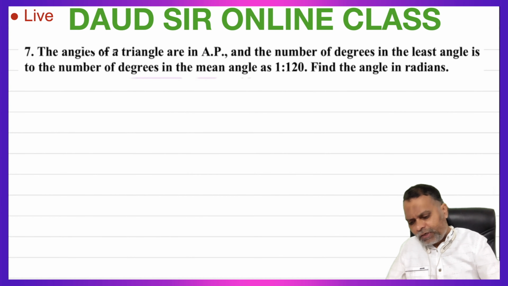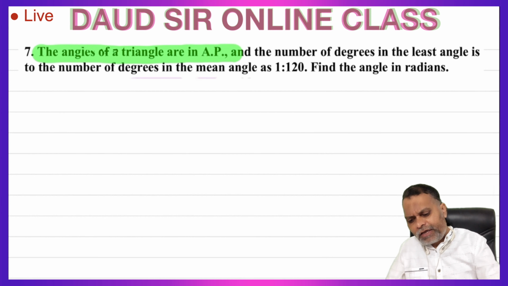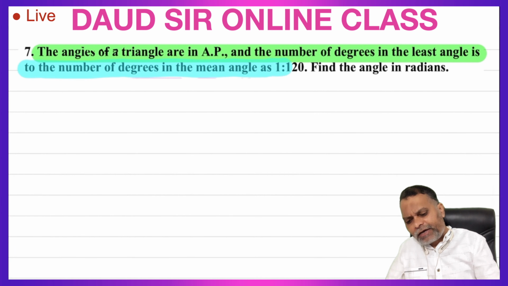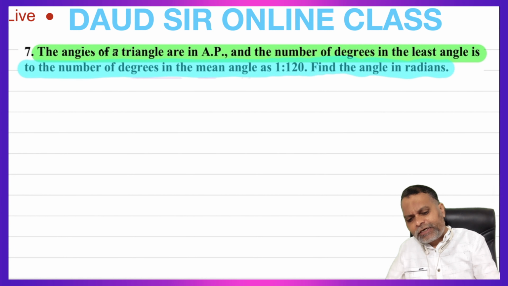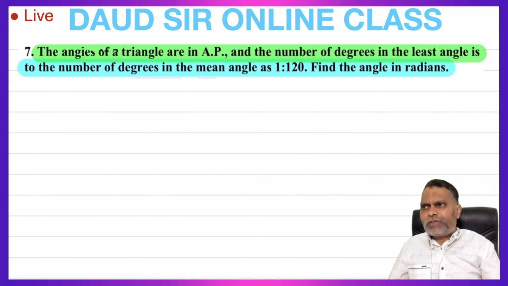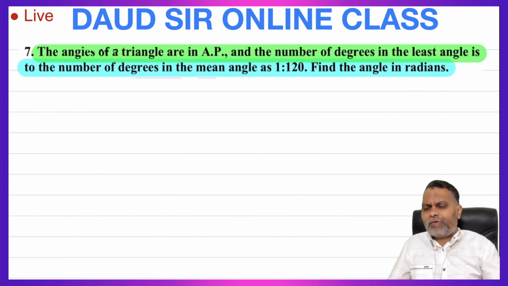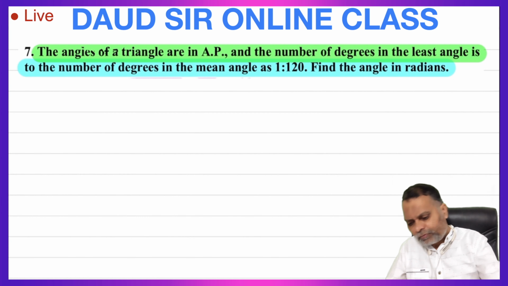Question number 7. The angles of a triangle are in AP and the number of degrees in the least angle is to the number of degrees in the mean angle as 1 is to 120. Find the angles in radians. In this question, the angles of a triangle are given in arithmetic progression and the least angle is to the mean angle as 1 is to 120. So first we will calculate the angles in degrees, then finally we can convert them into radians.